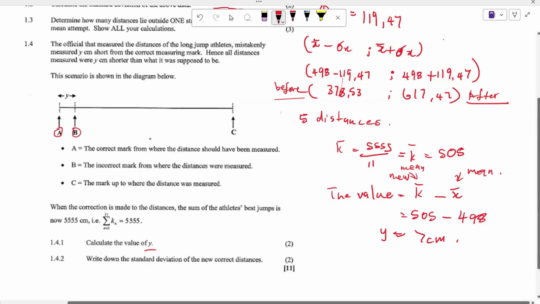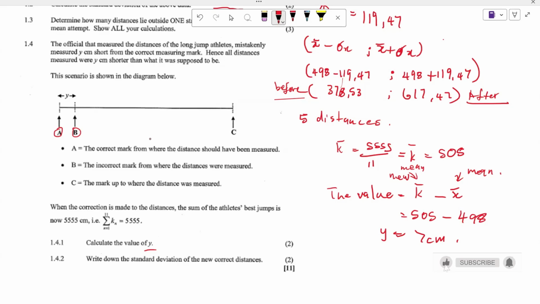they have mistakenly not counted 7 centimeters of all the athletes altogether, right? So they haven't calculated the 7 centimeters of all the athletes. So basically, that's what they haven't done in there. So now from here, they want us to write down the standard deviation of the new correct distances.